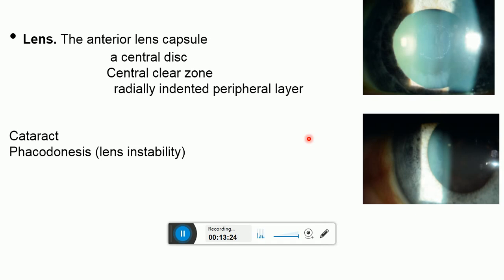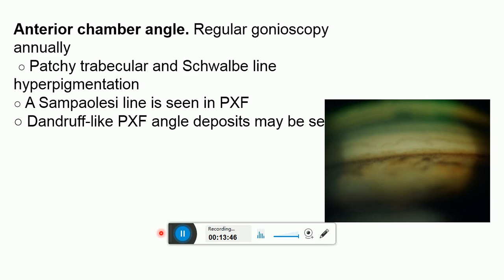Cataract is more common in an eye with pseudoexfoliative material, probably because of reduced ascorbate levels in the aqueous. Phacodonesis, lens instability due to zonular weakness, may be present, but spontaneous subluxation is rare. Anterior chamber angle: there is patchy trabecular and Schwalbe line hyperpigmentation. It is common, especially inferiorly. A Sampaolesi line, which is an irregular band of pigment running on or anterior to Schwalbe line, is commonly seen.